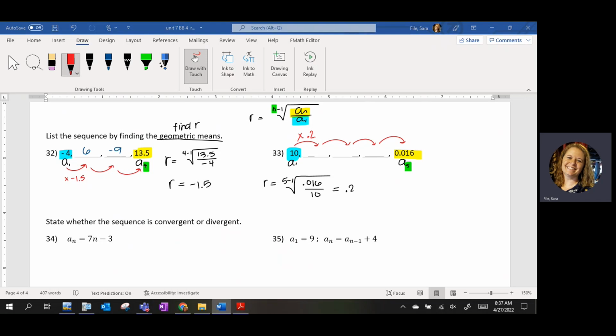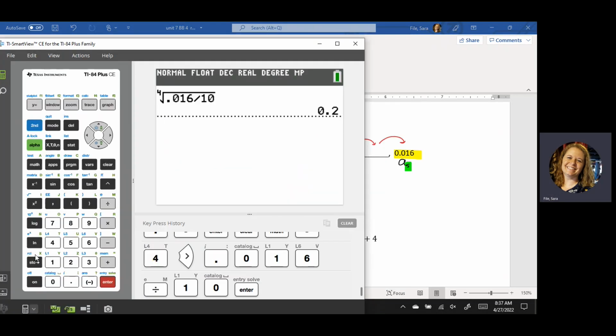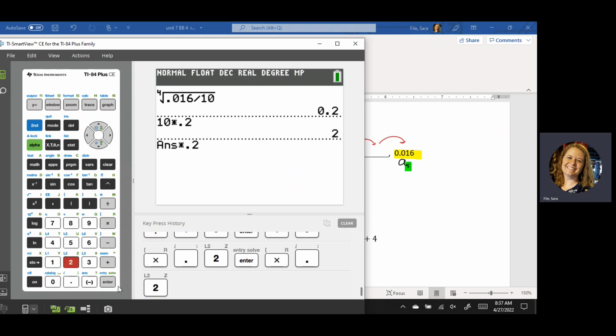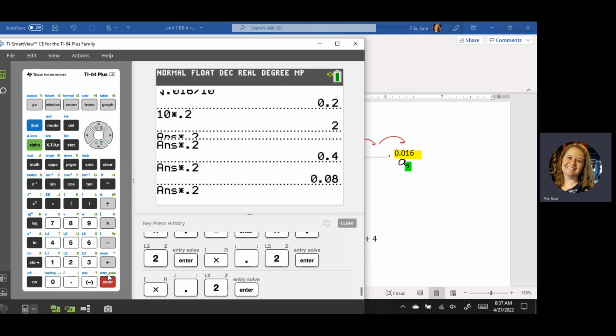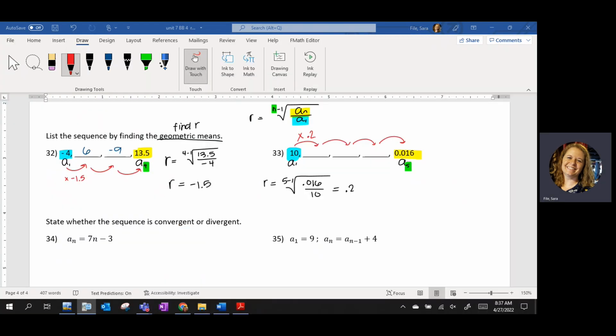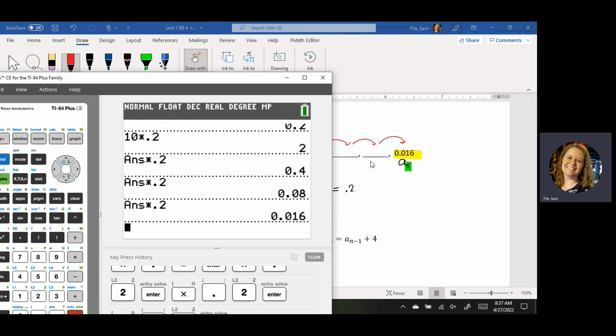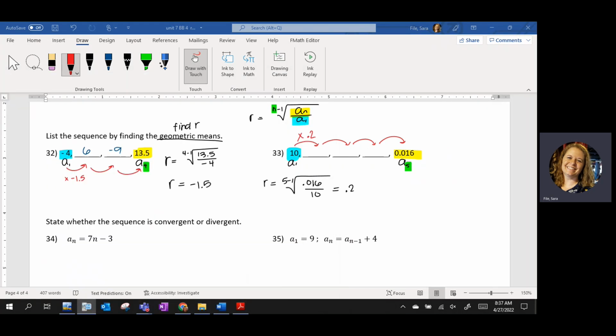Okay, so I'm going to do that. Here we started with a 10. So if we have 10 times 0.2 times 0.2 times 0.2 times 0.2, okay, and we will fill those in, and it did check itself at the end there, right? 0.016, that's what we should end up with, and we do. So that gives us confidence that we calculated that R correctly and that we continued the pattern correctly. So this was 2.4, 0.08, and then 0.016.